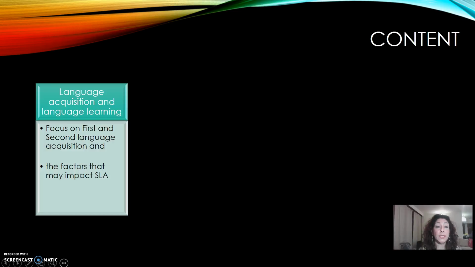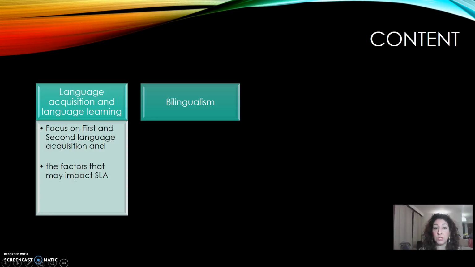Also, we will study language acquisition and language learning. We will focus on first and second language acquisitions and on the factors that may impact second language acquisition.